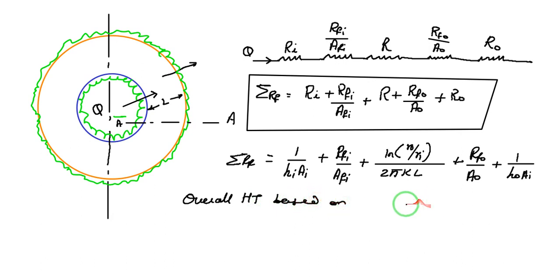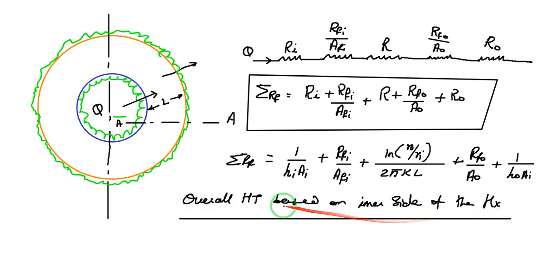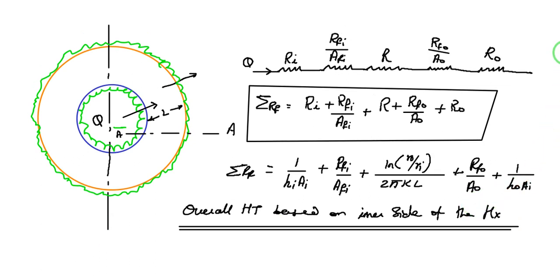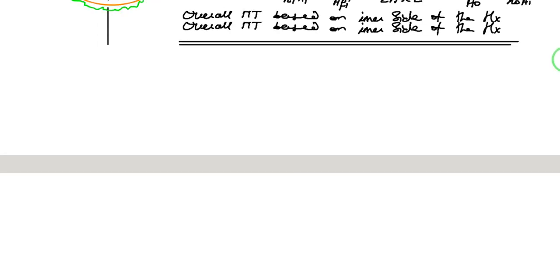based on the inner side of the heat exchanger. So next what we are going to find is the overall heat transfer based on the inner side. So how to find that? So let us carefully look at it, how to find it.